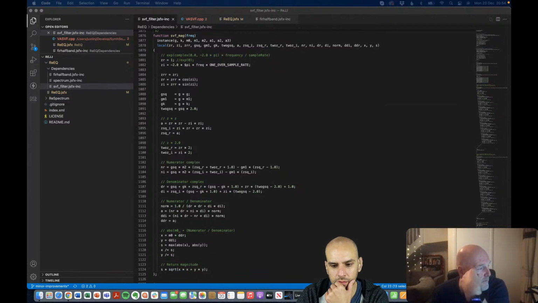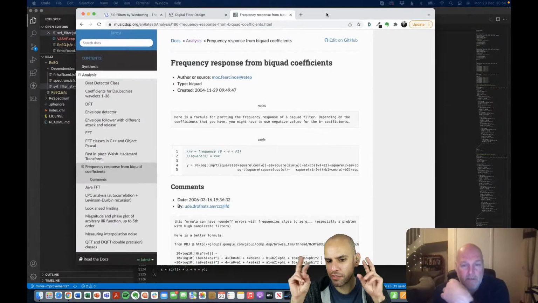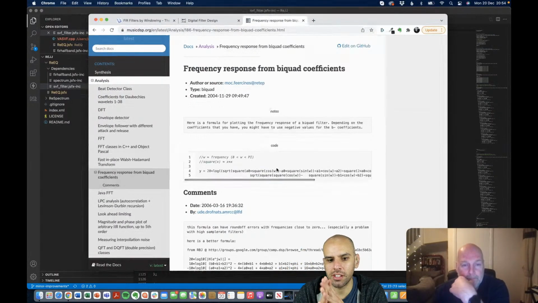Bear with me. Direct forms, getting the magnitude. Right, it's eluding me at the moment, but it's quite well known. I mean, there's a music DSP article from 2004 showing you how to do it. Okay, so I guess in essence, you find a bunch of equations. You find a cookbook for this, essentially.